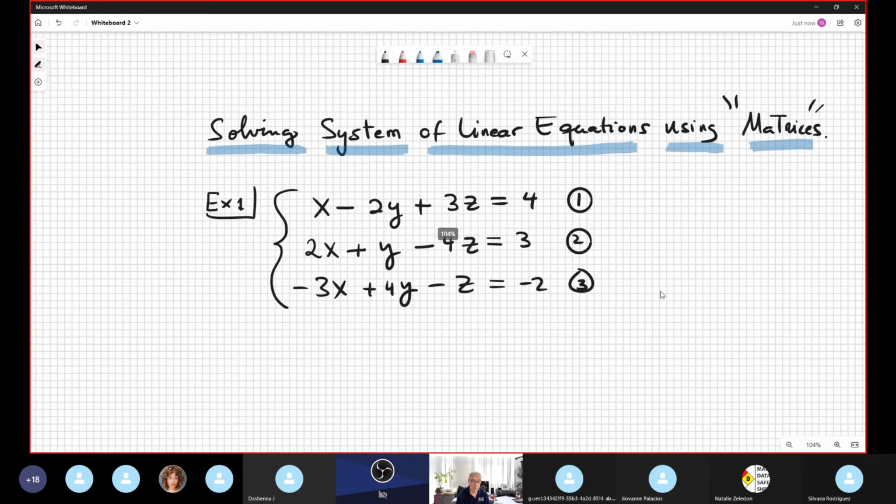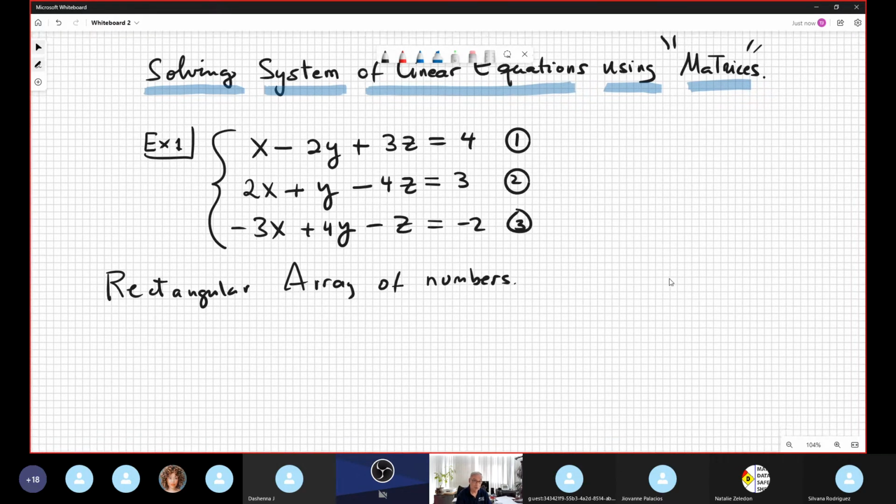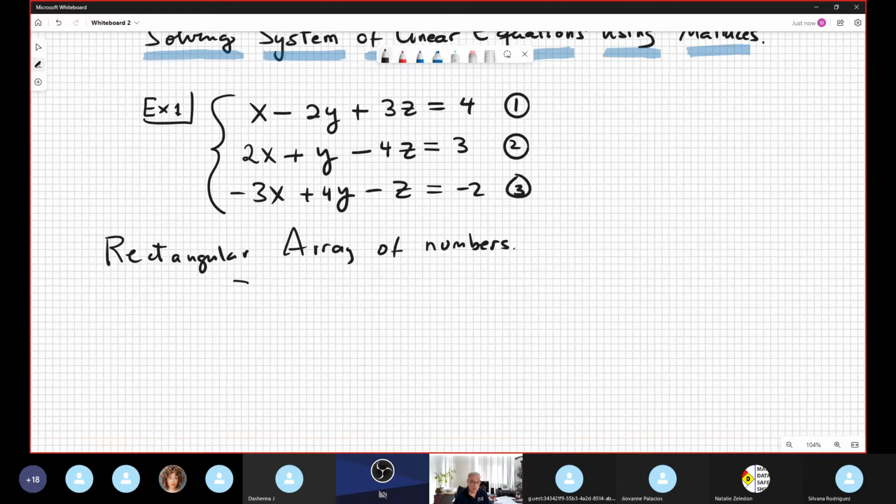For example, a matrix is like a rectangular array of numbers. For example, one way, I want to explain a different way. One possibility is you take only the coefficients in front of the variables. So you omit mentally the variables x, y, z, x, y, z, x, y, z. You copy only the coefficients, that is 1, minus 2, 3.